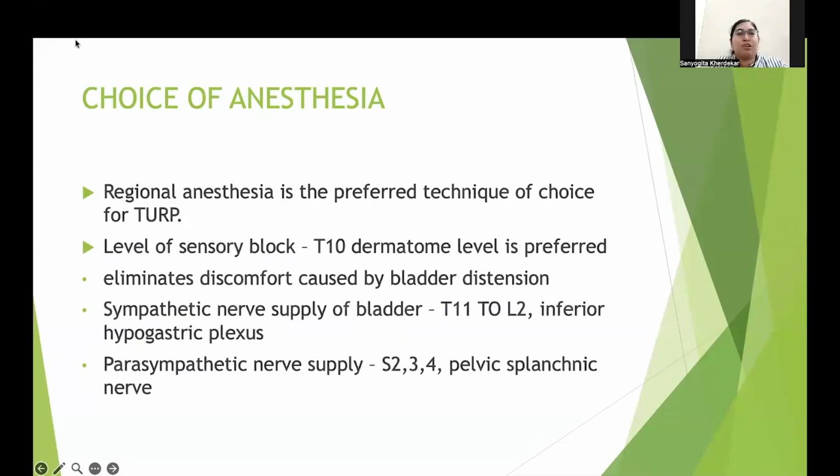Coming to choice of anesthesia, regional anesthesia is the preferred technique of choice for TURP. Level of sensory block, T10 is preferred, since it covers all of your levels and eliminates discomfort caused by bladder distension. The sympathetic nerve supply is T11 to L2 and the inferior hypogastric plexus, and the parasympathetic nerve supply to the prostate is S2 to S4 and the pelvic splanchnic nerve. So if you achieve a T10 dermatome level, all of these will be covered.